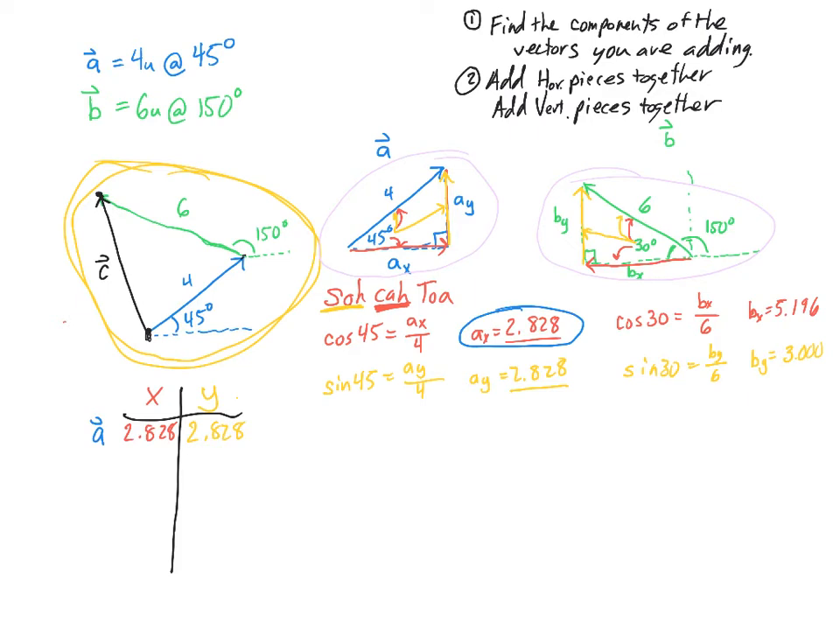Okay, one thing that I should have mentioned as I was working through vector B over here, is that when I solve for vector BX, notice that it's going to the left. Okay, because it's going to the left, that number needs to be a negative number. So this is actually going to be negative 5.196. Okay, the BY is going up, so that's still positive. But anytime a horizontal vector goes to the left or a vertical vector goes down, the values are negative.